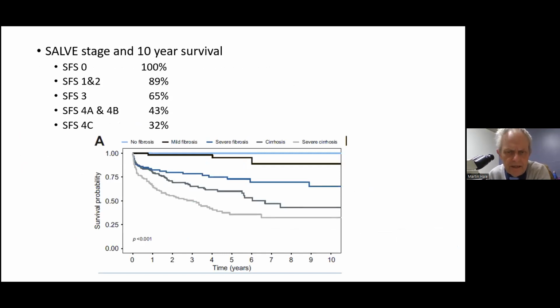So this then is the last slide, and this really just relates the survival to the degree of fibrosis. And you can see that if there's no fibrosis, there's 100% survival. And then if you have broad bands of fibrosis, the 10-year survival drops all the way down to around about 32%. Now, what we don't have in this particular article and what the SALVE criteria don't address is the marrying of the grade and the stage.